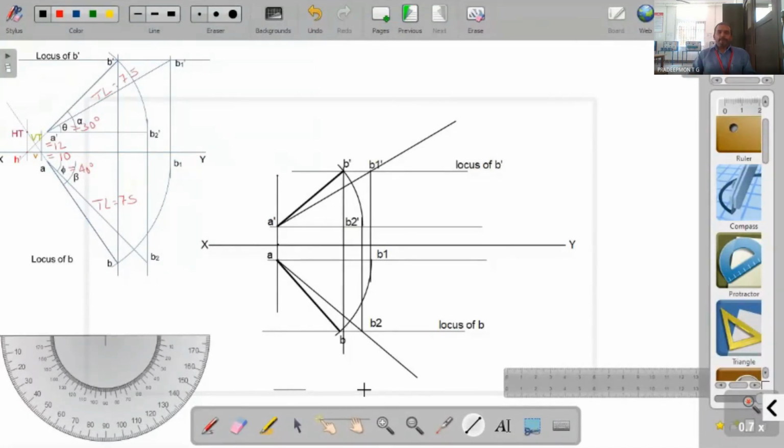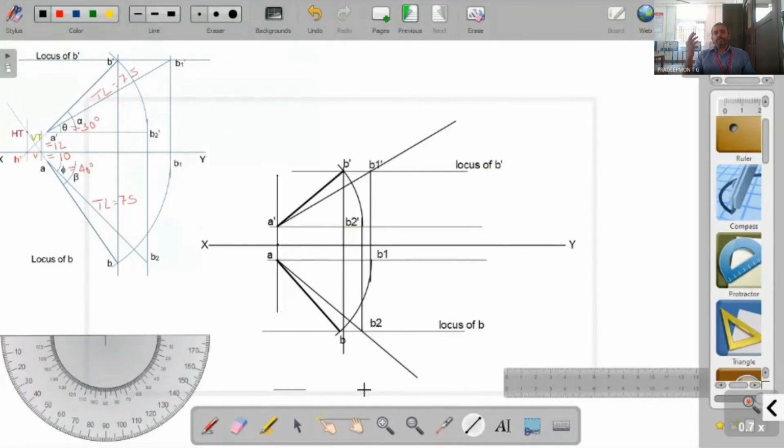So this is how it is being drawn. First, we consider that the line is parallel to VP and inclined at an angle theta to HP, and thus we draw the projections, that is A dash B1 dash as well as A B1. Then we consider that the line is parallel to HP and inclined at an angle phi to VP. So we obtain the top view as A B2 and the front view as A dash B2 dash.